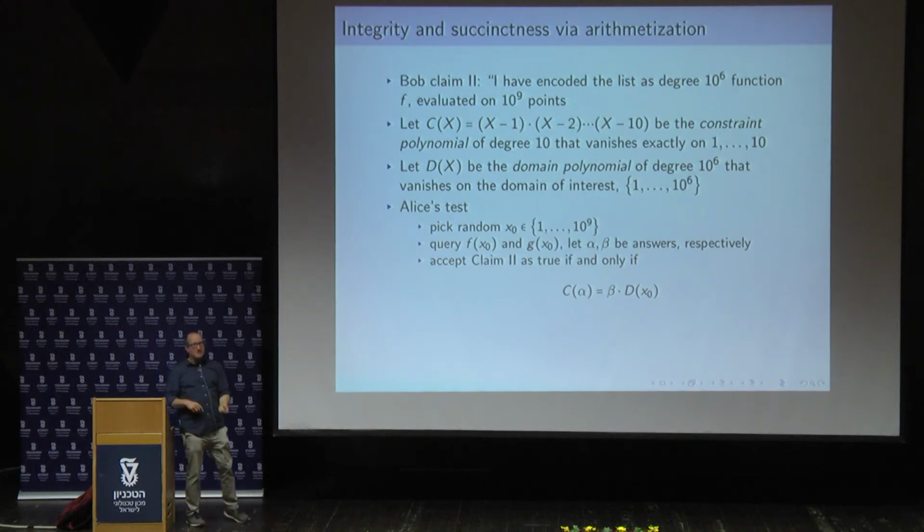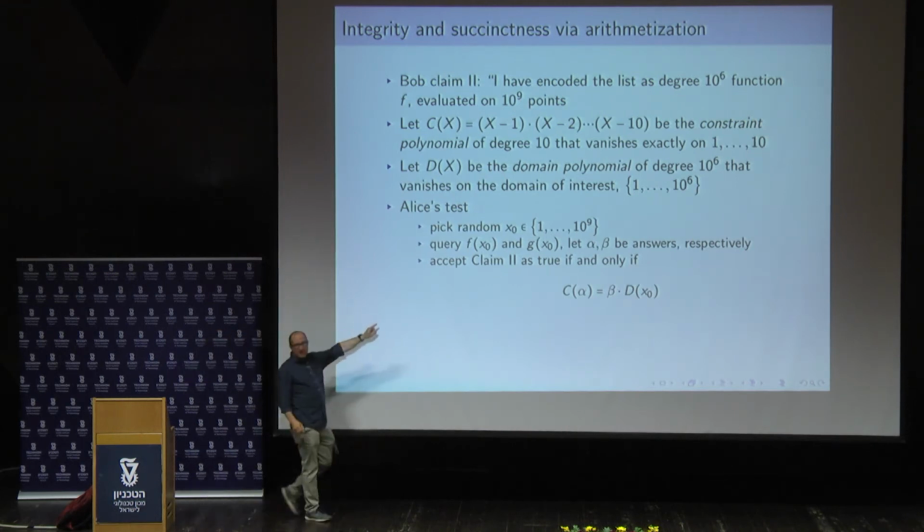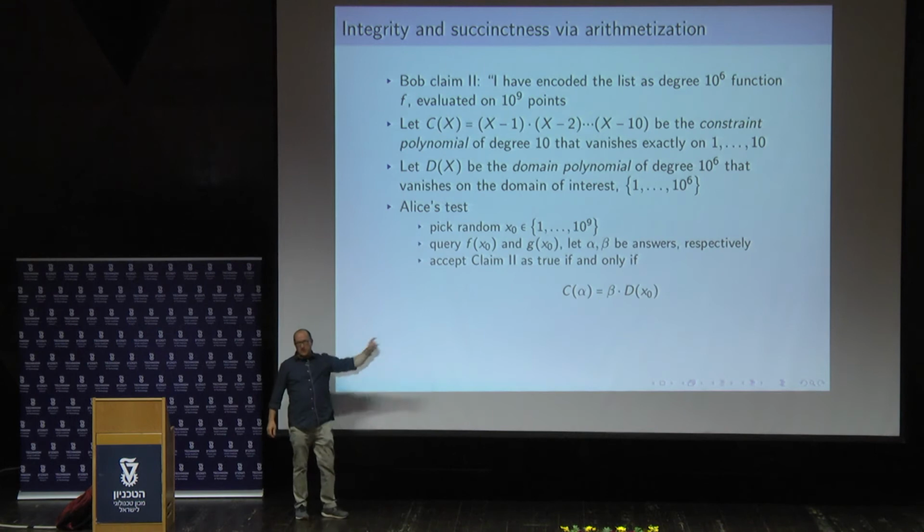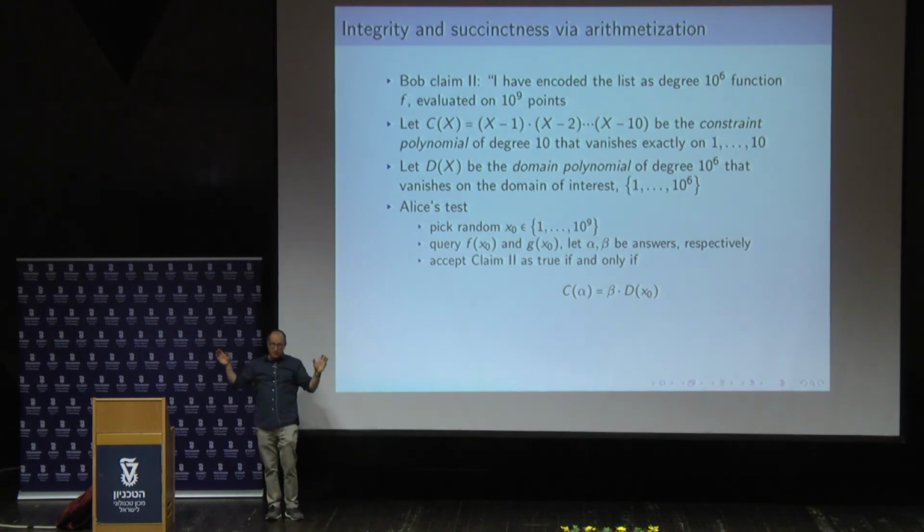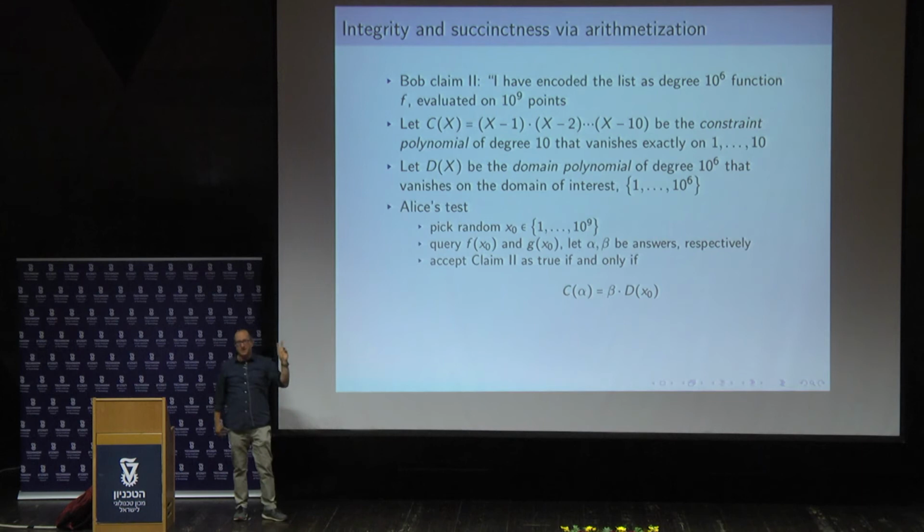So all we need to show, and we'll get to it in a minute, is that if f is good, there exists a g that satisfies the test. And if f is not good, then all g will fail. OK, but let me first of all explain how this test works. First of all, notice that even though we have these two huge tables, Alice really reads only one entry from each. So she's true to this constraint.